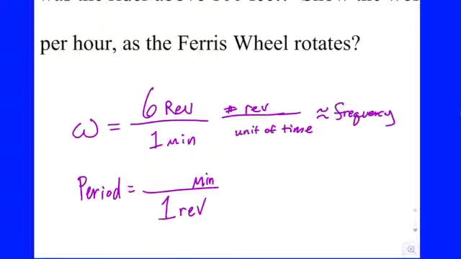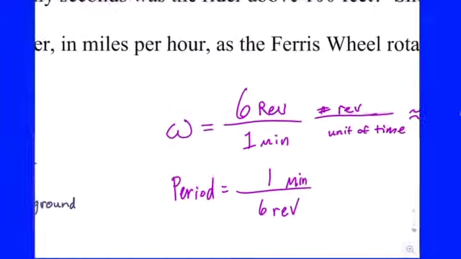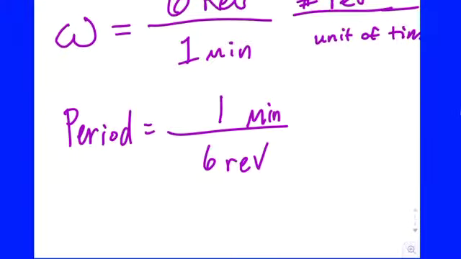It rhymes with clip it. Flip it! It's the reciprocal, isn't it? Okay, so I have 6 revolutions per 1 minute. That's the same as 1 minute per 6 revolutions. Okay, well that's not good. So let me do this. That is 1/6 of a minute per 1 revolution. Is that the same?